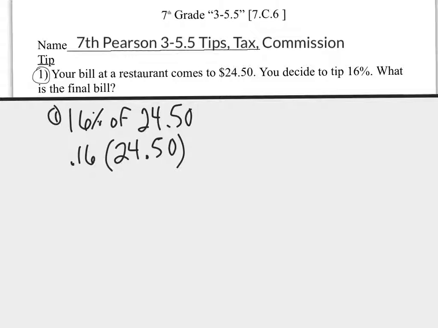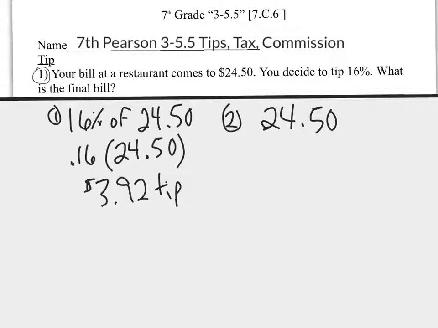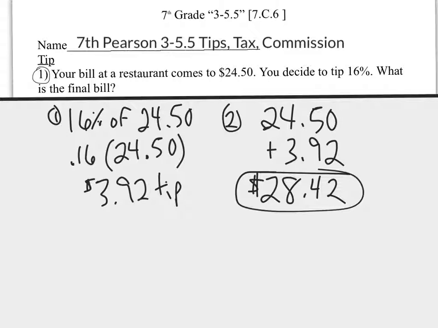So if you work that out, that is $3.92. That means our tip is going to be $3.92. Obviously, that's not the final bill. That's not how much we're going to pay, because the other stuff was $24.50. So we would have to then add the $3.92 onto that. And then if you add, that would be $28.42.